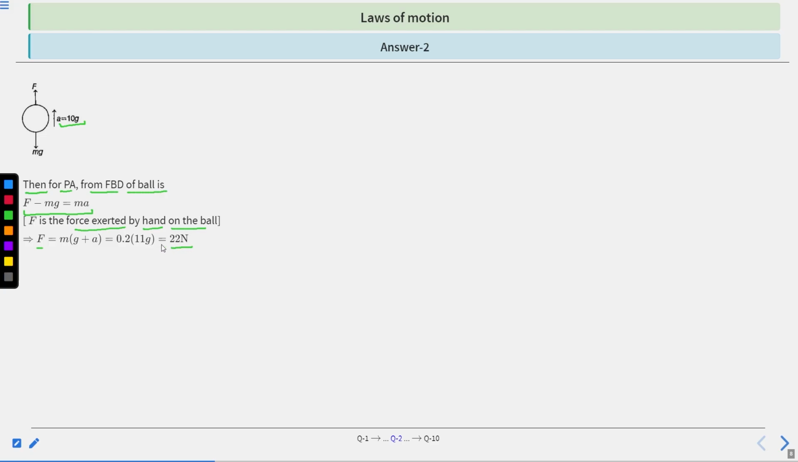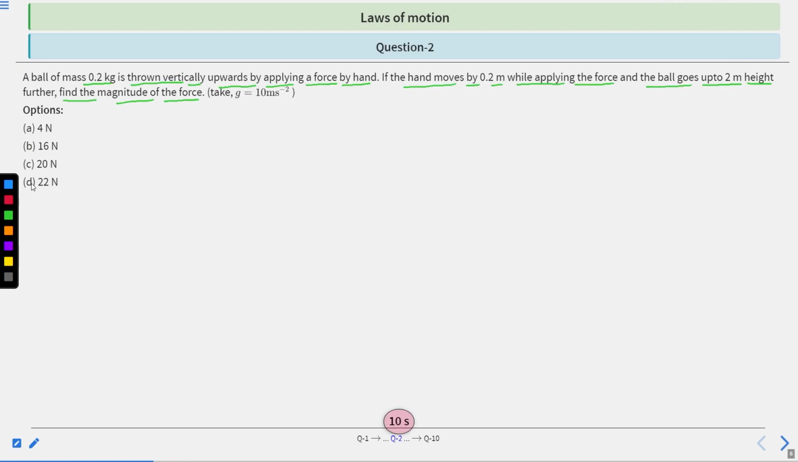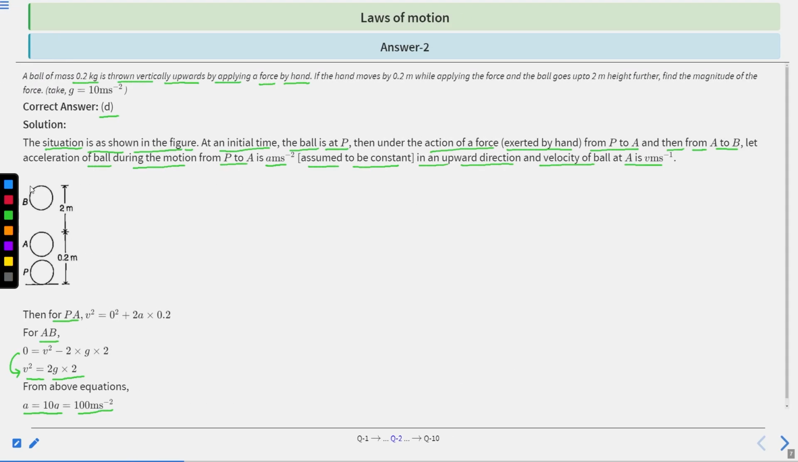So this is the technique to solve this question. D option is correct, 22 Newton. Next question.